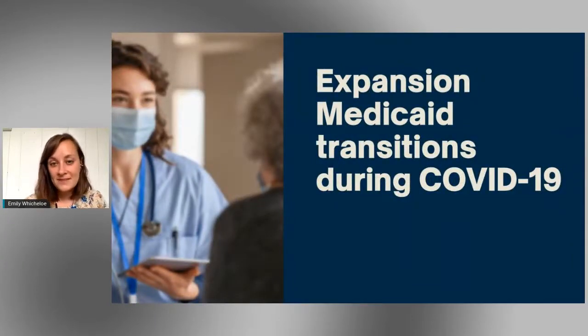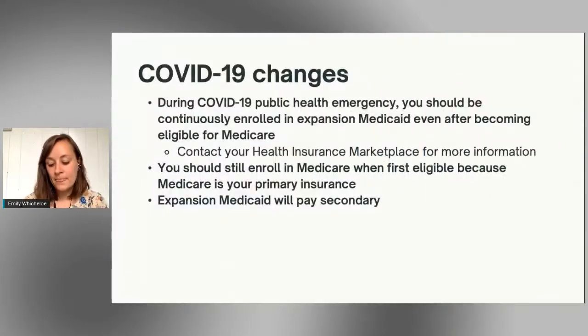So those past couple of slides were about how the transition process generally works. However, during COVID-19, there have been some changes. During the COVID-19 public health emergency, you should be continuously enrolled in expansion Medicaid, even after becoming eligible for Medicare. So generally what this might look like is you stay enrolled in expansion Medicaid even after you turn 65 or become eligible for Medicare due to disability. To learn more about what this means for you in your state, we recommend contacting your health insurance marketplace for more information.